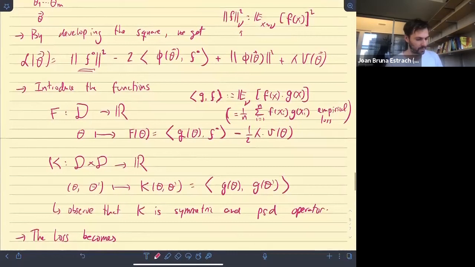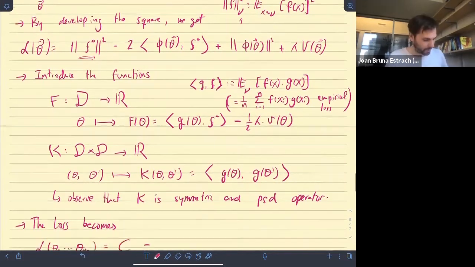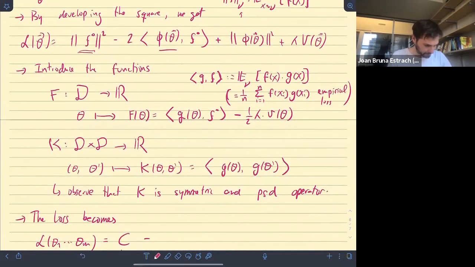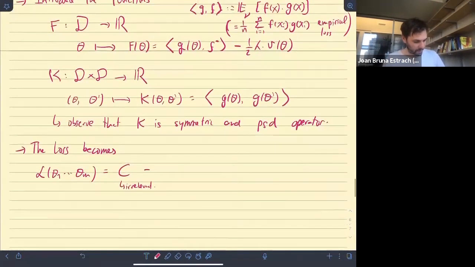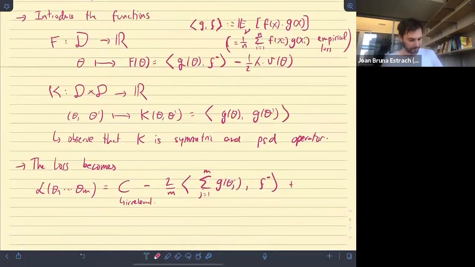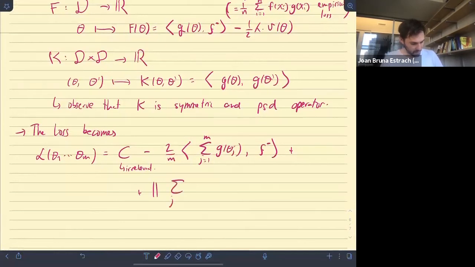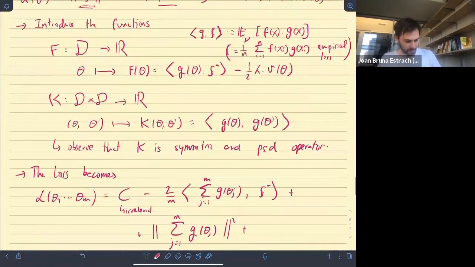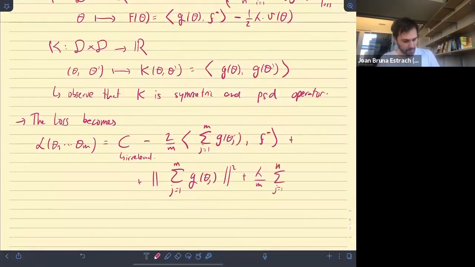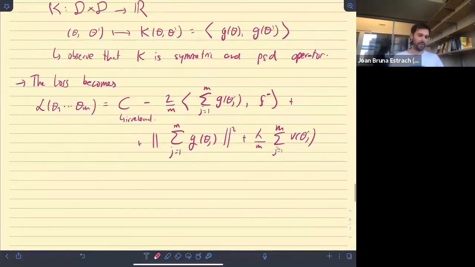And now by just looking at this dot product here, what is this phi of theta? This is the sum of g's. So we have a sum of terms, and we write it here. We have 2 over m, the dot product of the sum from j equals 1 to m of g of theta j with f star, plus the norm of the sum from j equals 1 to m of g of theta j, plus lambda over m, the sum from j equals 1 to m of v of theta j. That's what we are just rewriting again.